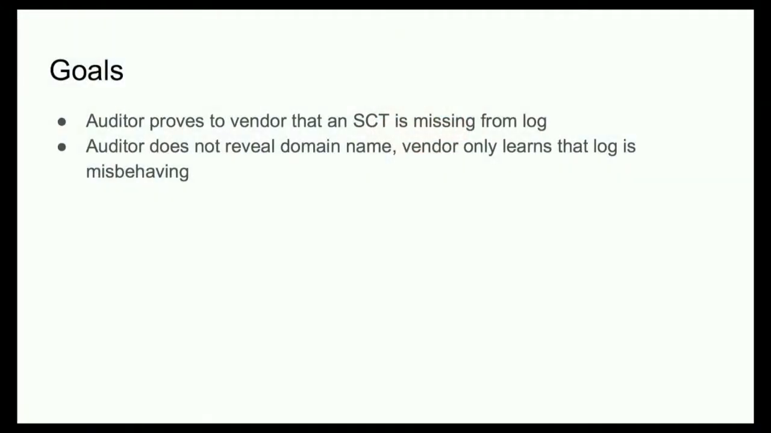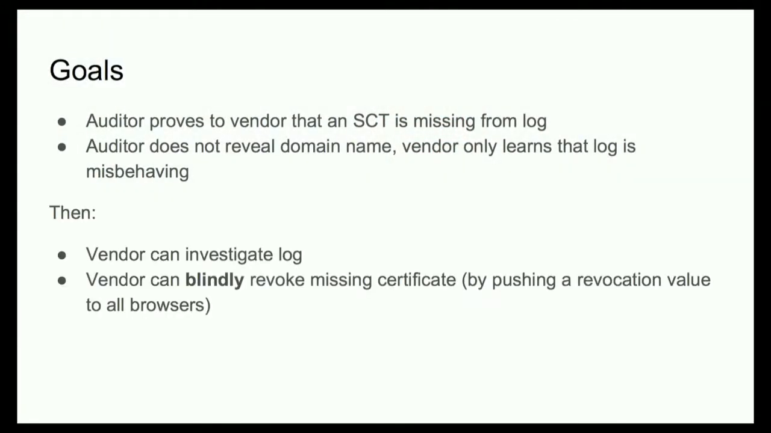So our goal is going to be to provide some mechanism of proving that you have an SCT that's missing from the log, but also not revealing the domain name that's been excluded from the log, not revealing the timestamp, not revealing anything else, only allowing the vendor of the browser to know that there's something missing from the log. This log has cheated. And once it knows that, it can go and investigate the log and find out what went wrong.